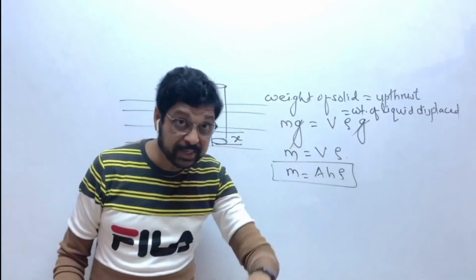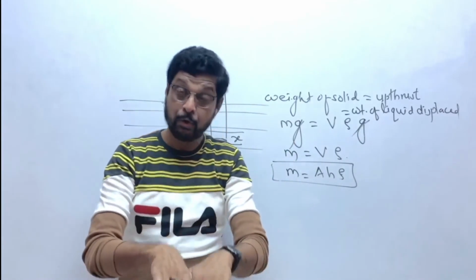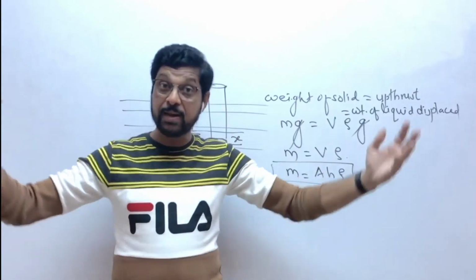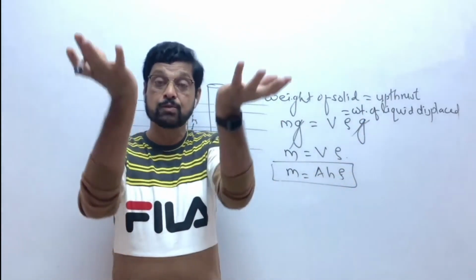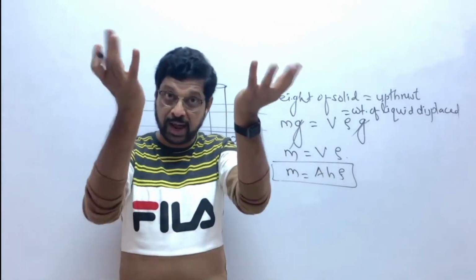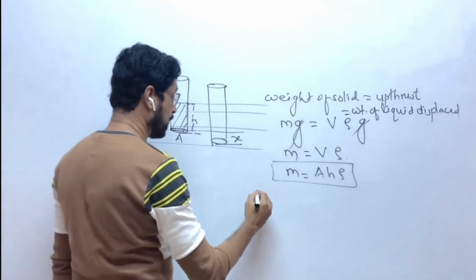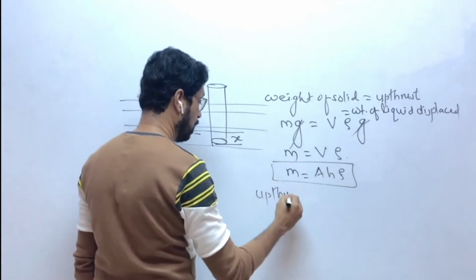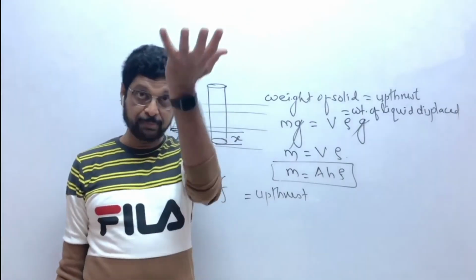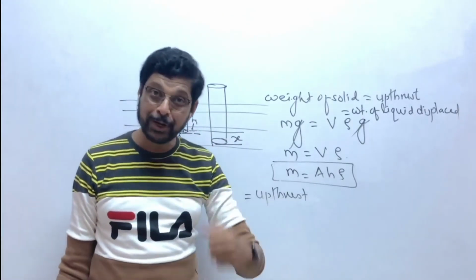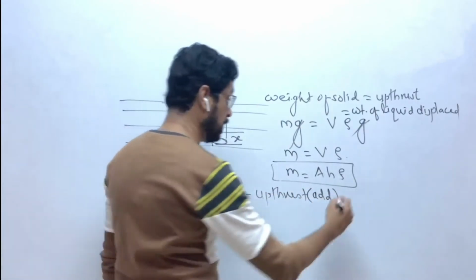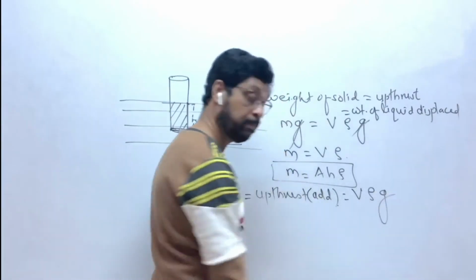When you press it further, what will happen? Additional liquid will be displaced, and due to that additional liquid displaced, additional upthrust will act on the solid. So the upthrust now is acting as the restoring force. The additional upthrust that acts is the restoring force. So the restoring force is additional upthrust, which is equal to again V rho g.